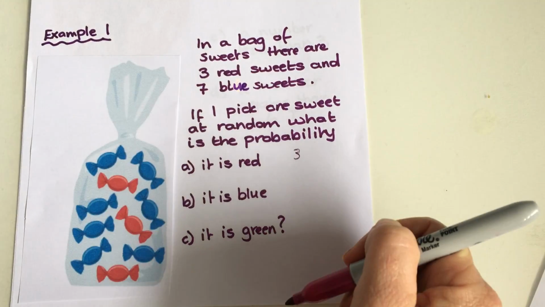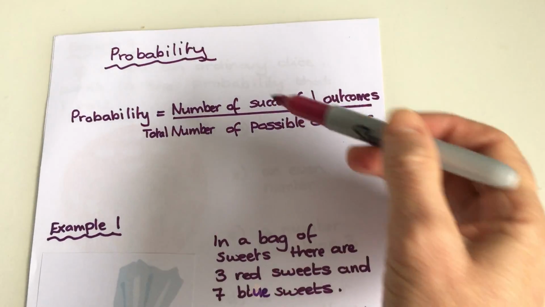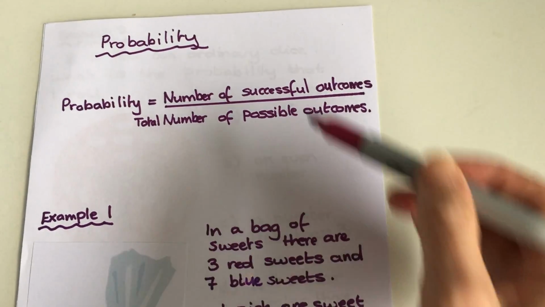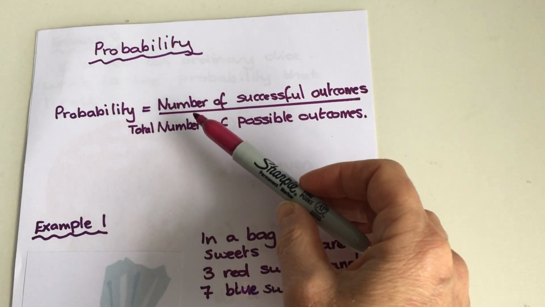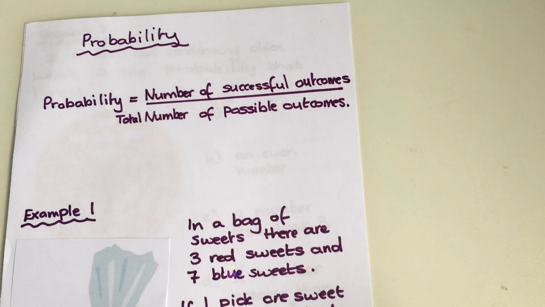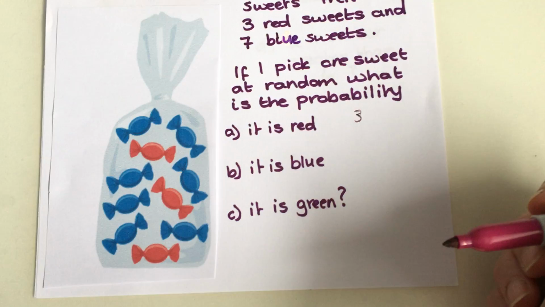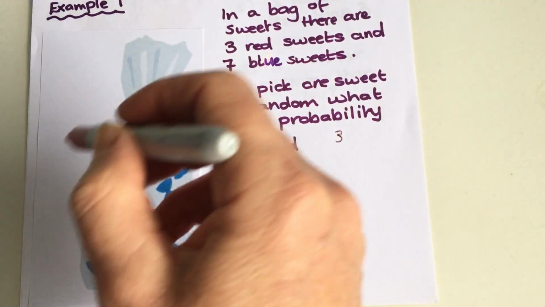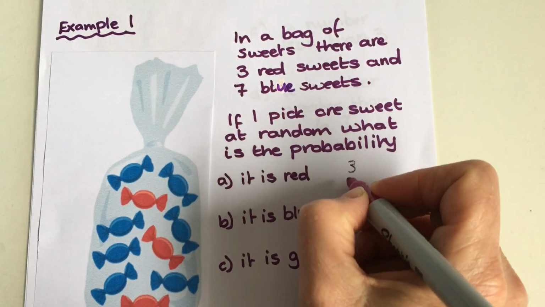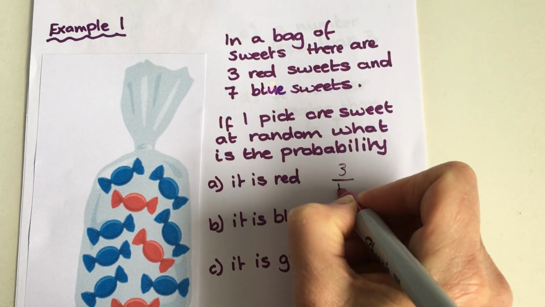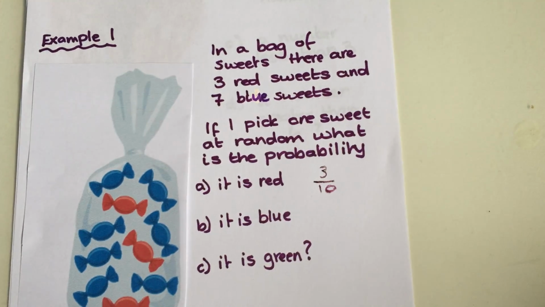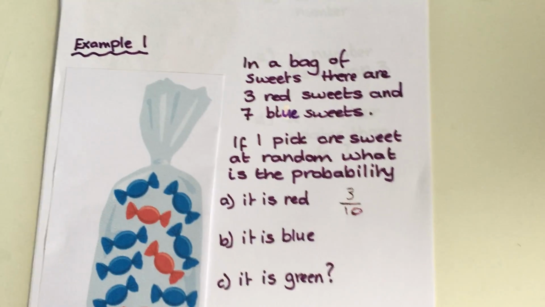And on the bottom, if you remember rightly, we had number of successful outcomes on the top. That's your 3. The bottom number, the denominator, is the total number of possible outcomes. So in the sweets, there are 10 sweets, so the total possible outcomes is 10. So the answer to that first question is 3/10.